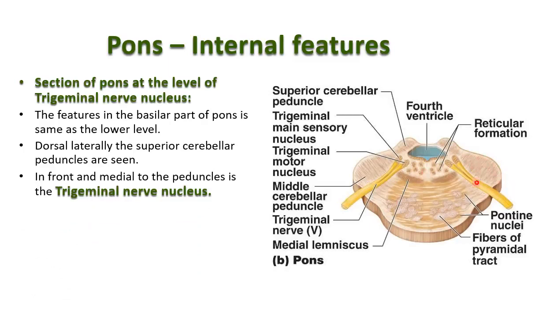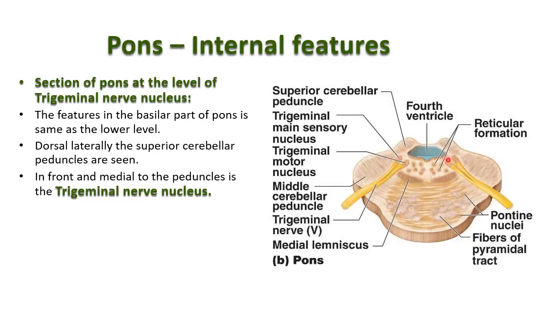More laterally you are able to see the superior cerebellar peduncles. Because you are slowly approaching the midbrain, you see the superior cerebellar peduncles more dorsally, whereas laterally you see the massive middle cerebellar peduncles. Now the main structural difference between the superior and inferior part of the pons: in the upper part of the pons, you see the trigeminal nucleus.